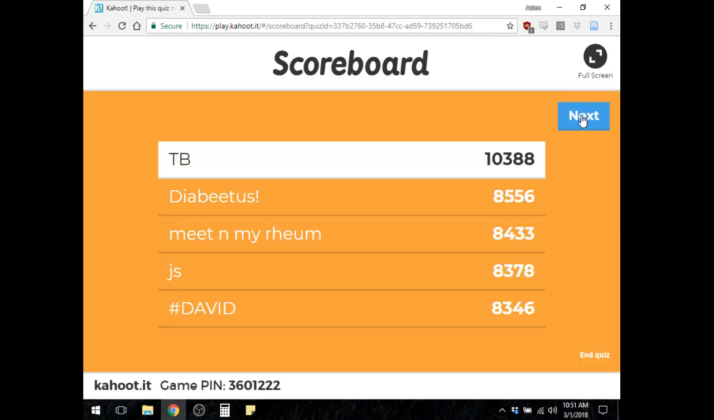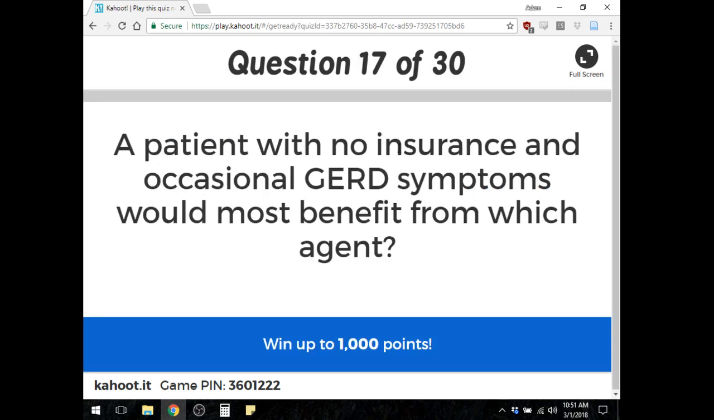All right. What else could I use besides a glucagon? IV dextrose, right? So you can always give IV dextrose as a backup there. And remember, we have lots of different concentrations, but D50 is probably the most common one used for adults. However, for kids, you want to skew something less concentrated. D10, D25 is going to be a better option for them. All right. A patient with no insurance and occasional GERD symptoms would most benefit from which agent?